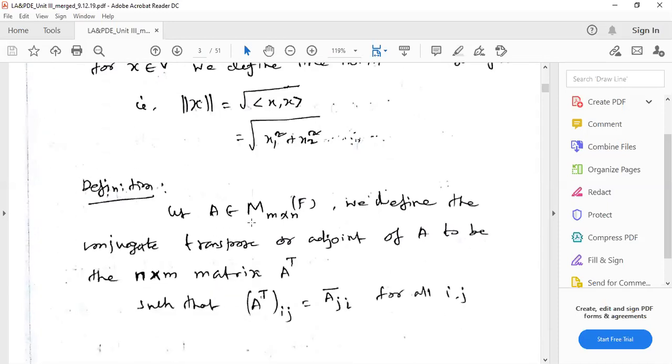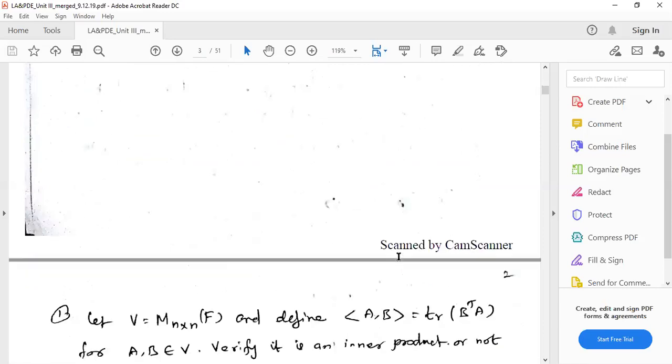Next definition: let A belong to the matrices of order m cross n. We define the conjugate transpose or adjoint of A to be the n cross m matrix A star, such that A star ij is equal to the conjugate of A ji for all i comma j.